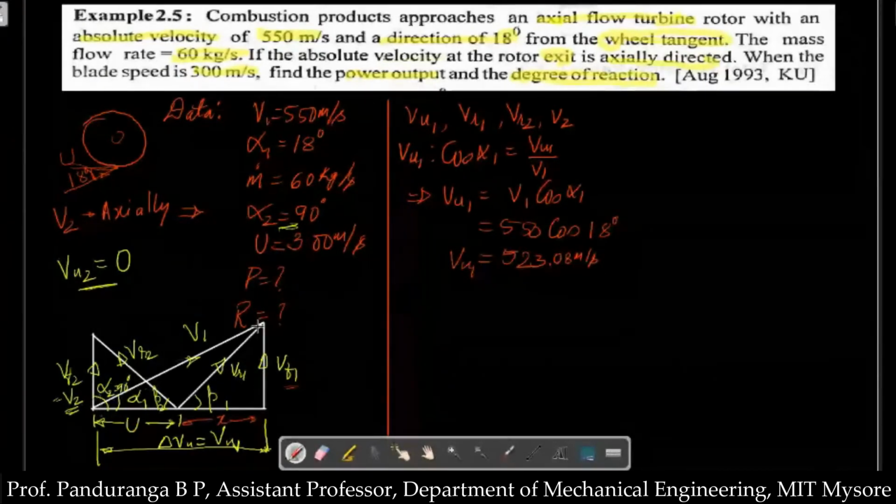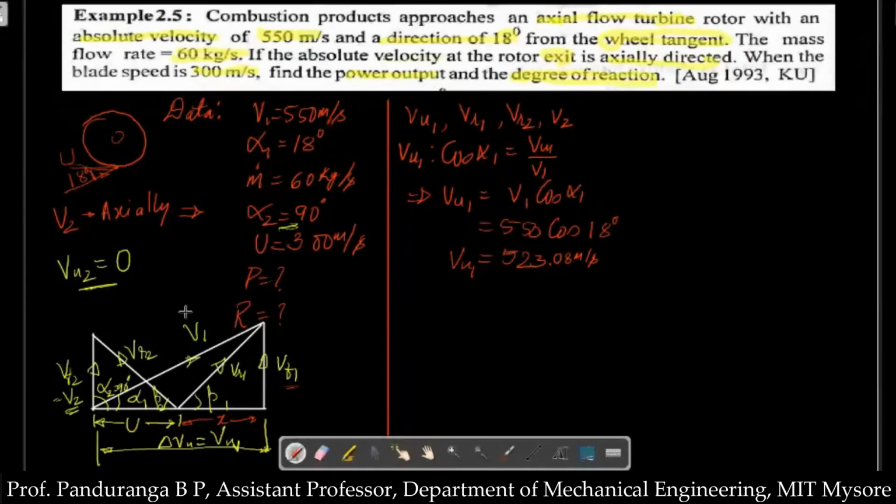If I take the inlet velocity triangle, that is the side V1, VF1 and VU1, VF1 is opposite to alpha 1. So I'll use sine of alpha 1. Sine of alpha 1 will be equal to VF1 divided by V1. So VF1 will be equal to V1 sine alpha 1, which is 550 sine 18.